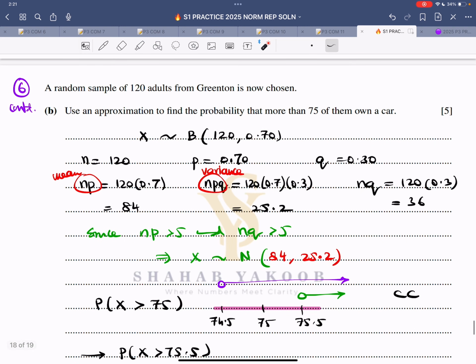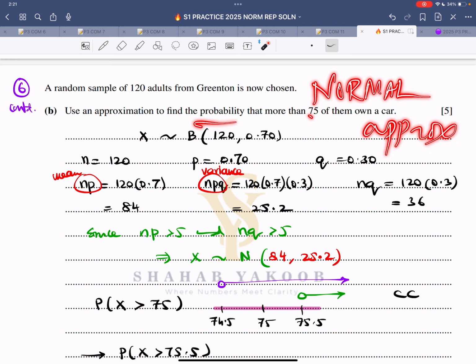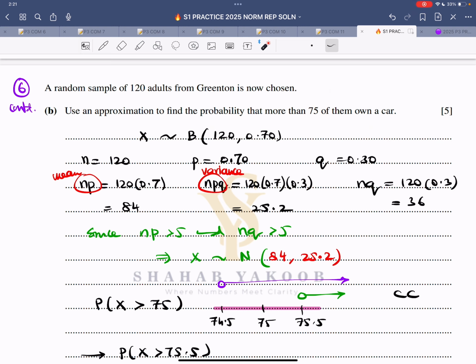A random sample of 120 adults from Greenton is now chosen. Use an approximation. Which approximation are we talking about? In S1, we talk about normal approximation. Find the probability that more than 75 of them own a car. So now this value is changed. The probability of success is the same. Probability of failure is 0.30.